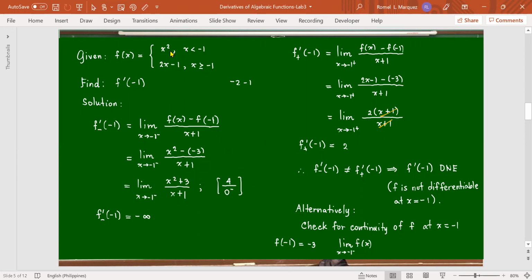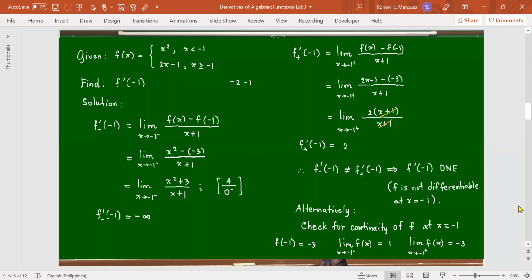What about the limit as x approaches negative 1 from the left of f of x? We're going to use x squared, and what is that? 1. From the right, what's the limit of f of x as x approaches negative 1 from the right? We are going to use the second expression, 2x minus 1. And what is that limit? You can do it mentally. Negative 3. So the limit does not exist.